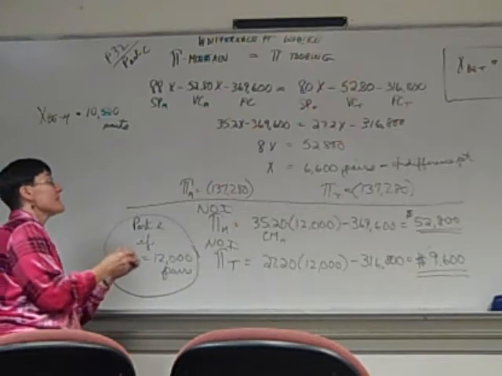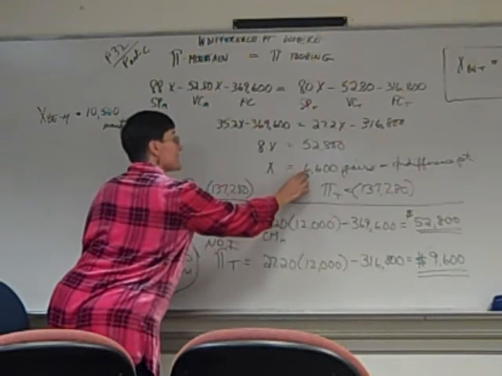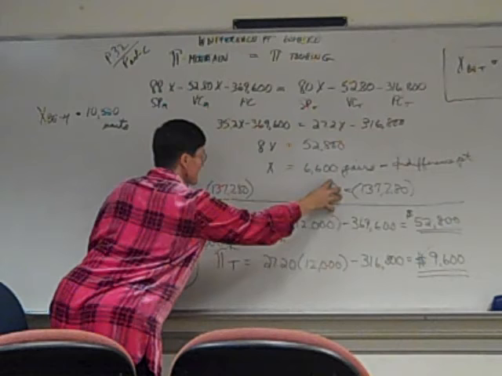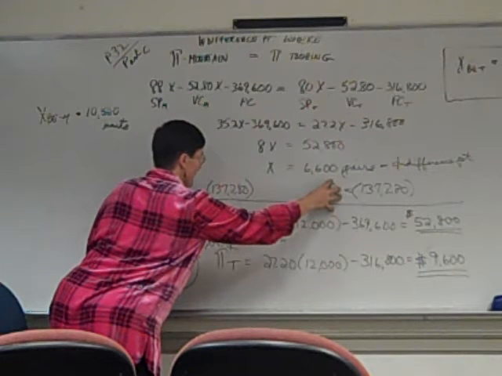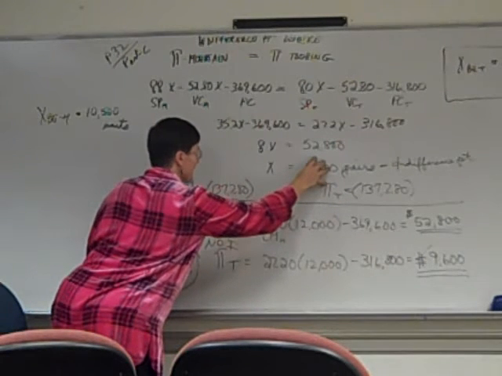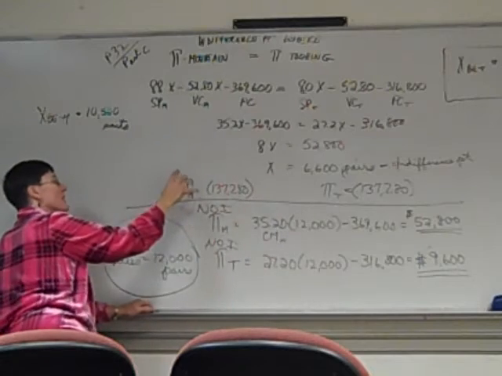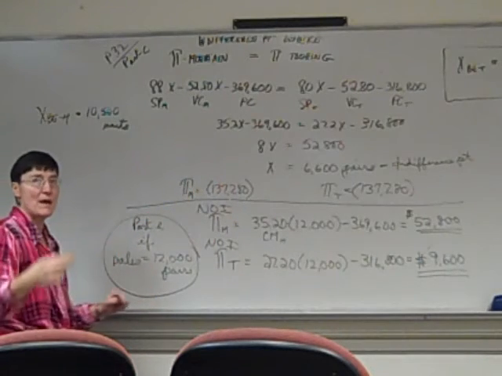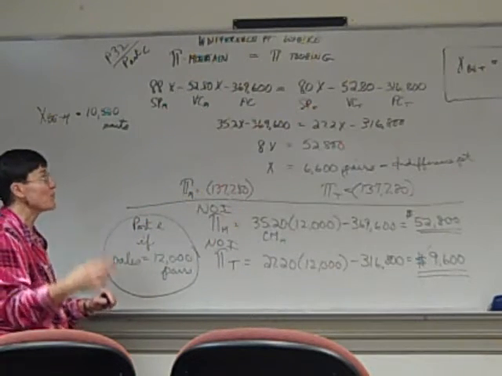What it says is at less than 6,600 pairs, you'll have less of a loss if you sell touring. At more than 6,600 pairs, you'll have less of a loss if you sell the mountain skis as you move up.